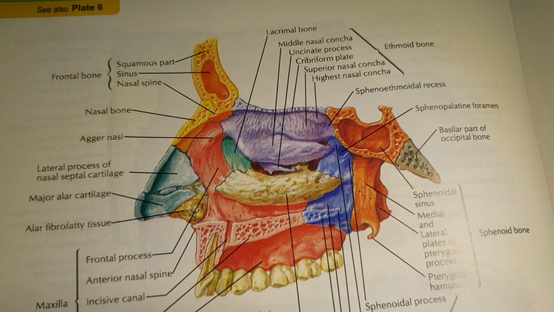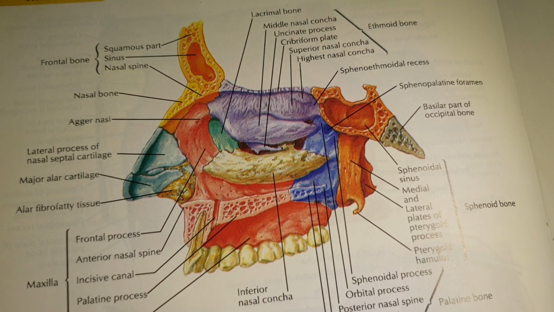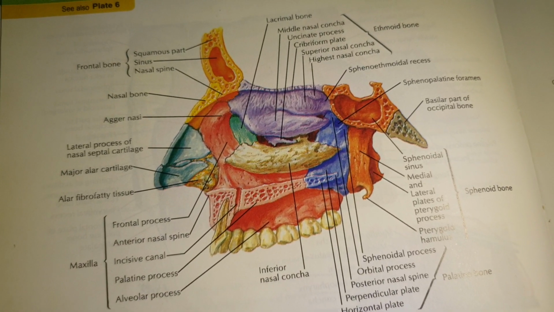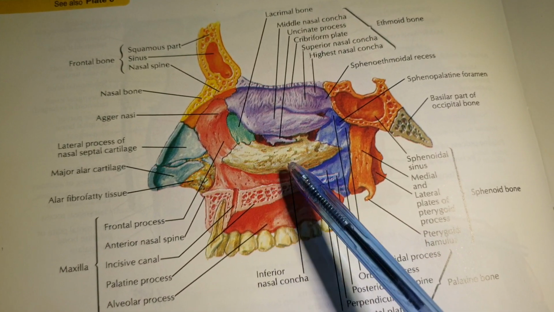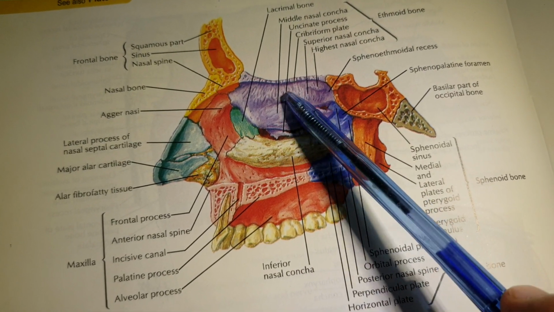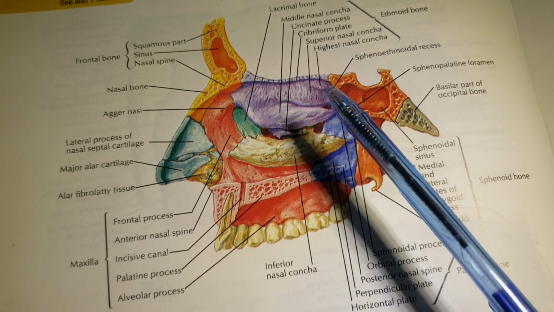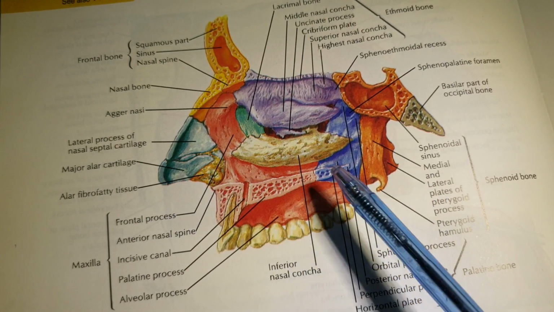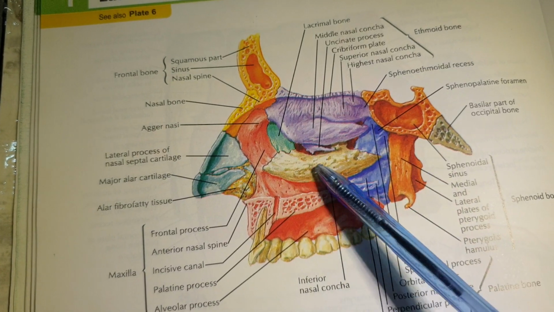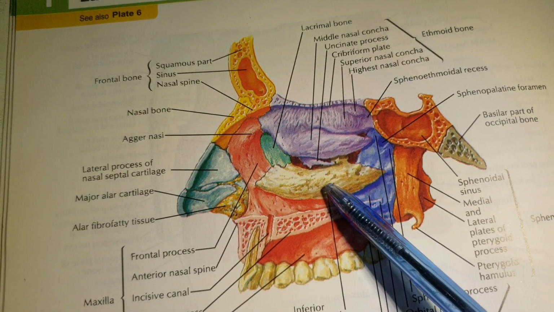Now, to know about the opening of the frontal sinus into the nasal cavity, we need to know a little about the anatomy of the nasal cavity first. This is the sagittal section of the skull in which you can see the lateral wall of the nasal cavity. The nasal septum, which forms the medial wall of the nasal cavity, has been removed to show you the lateral wall. In the lateral wall, you can see three projections.